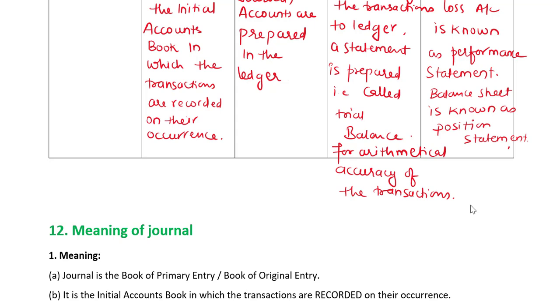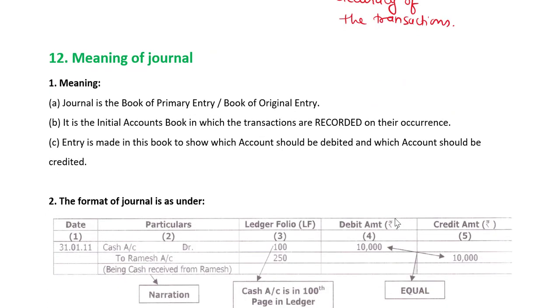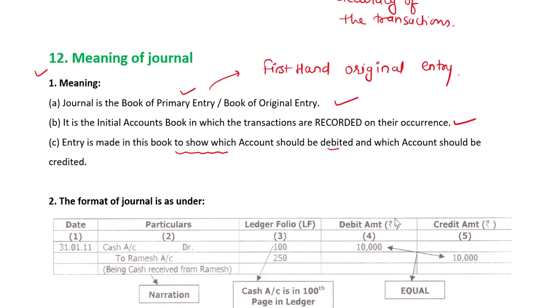Let's move ahead with our next topic, and that is journal. What is a journal? Try to understand the meaning of it. So journal is a book of primary entry. It's a first-hand original entry. It is the initial accounts book in which the transactions are recorded on their occurrence. Entry is made in this book to show what account should be debited and which account should be credited.